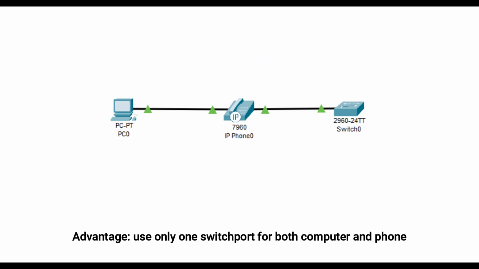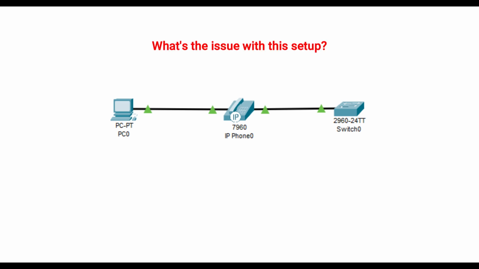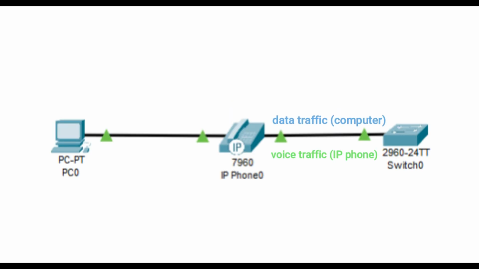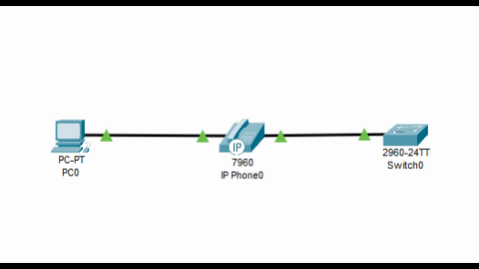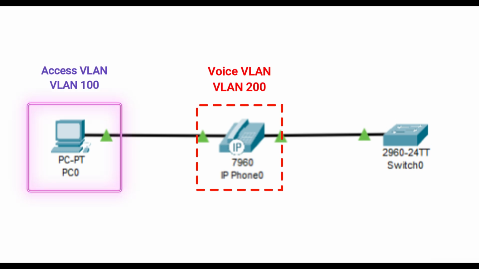The advantage of this setup is that you will only use one switch port for the computer and the IP phone. There is an issue with this setup though. Because we have two devices here, the phone and the computer, their data will travel on just one link going to the switch. Best practice in networking is to prioritize and manage voice traffic separately to ensure high quality voice communication for voice over IP systems. Voice traffic requires real-time transmission to ensure that our phone conversations remain clear and uninterrupted. So for us to prioritize voice traffic, we can use voice VLAN to separate voice traffic from data traffic.